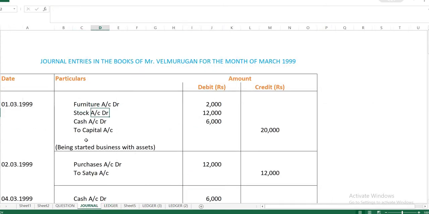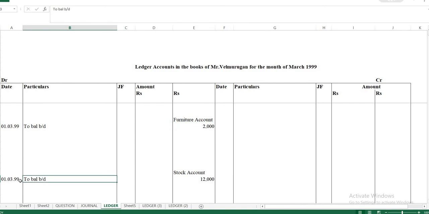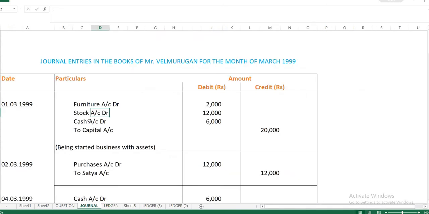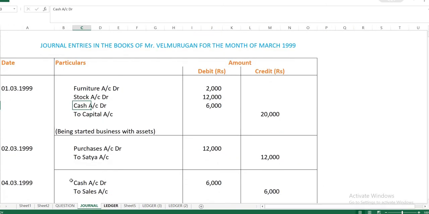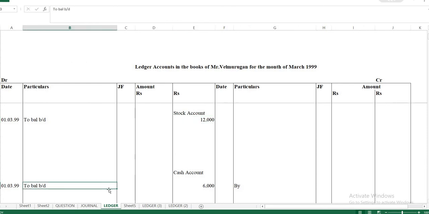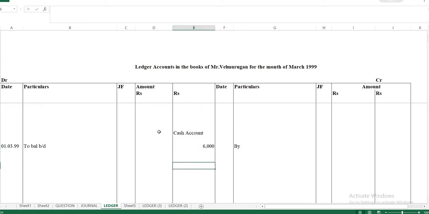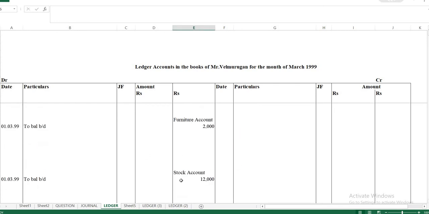Next, if you see the stock account, I opened that one and mentioned again to balance brought down on 1st March, 12,000 rupees I have debited. Next, if you see the cash account, I opened that also, as it has been brought to the business. So to balance brought down, 1st March, same date, 6,000 rupees. Just I opened the accounts like this. So you need not close now itself.